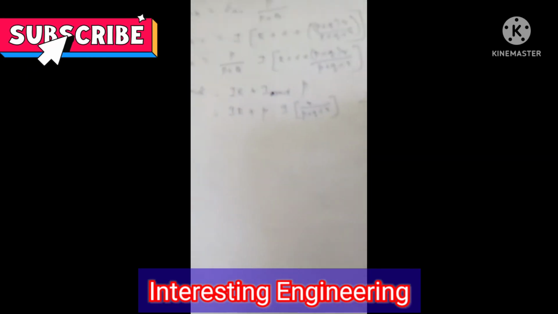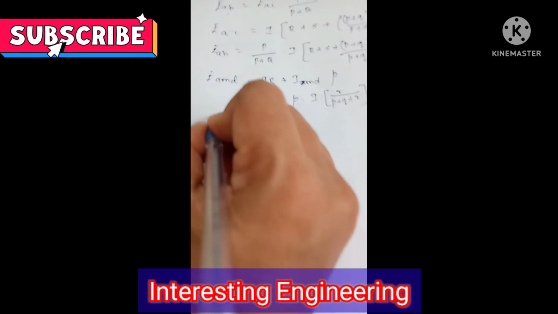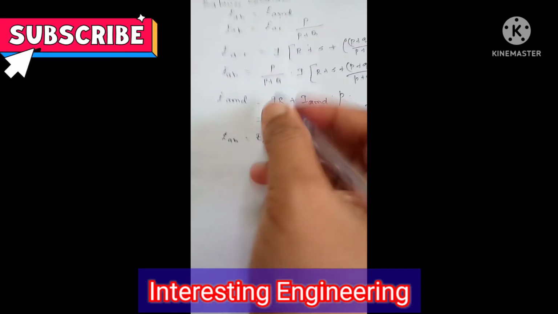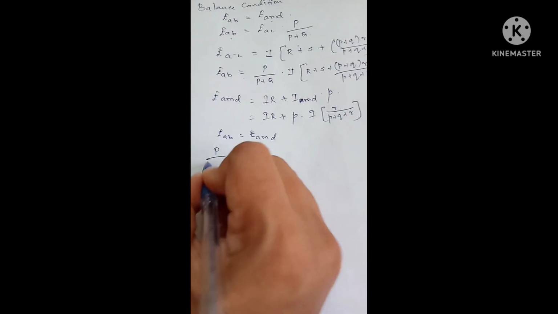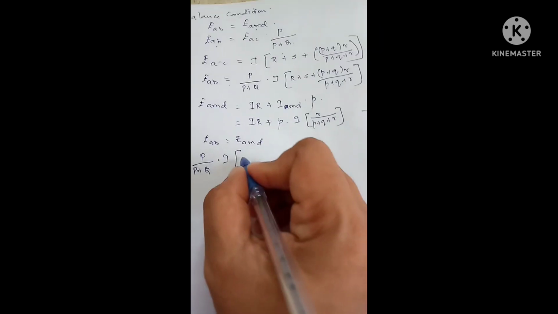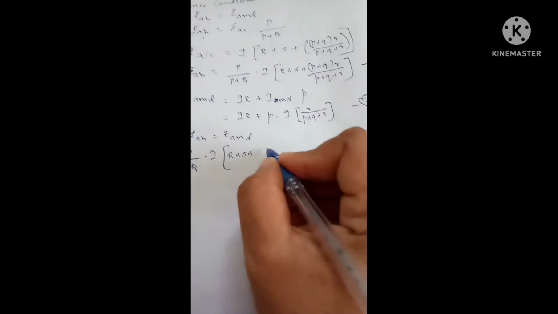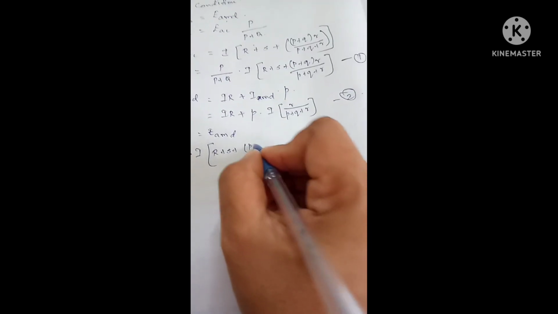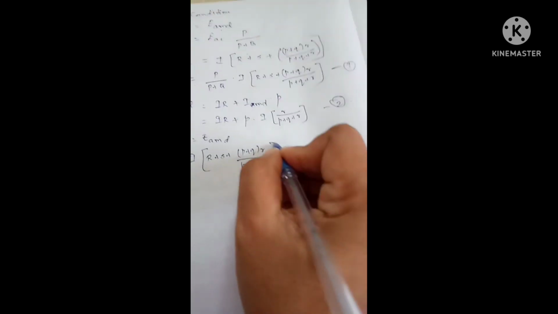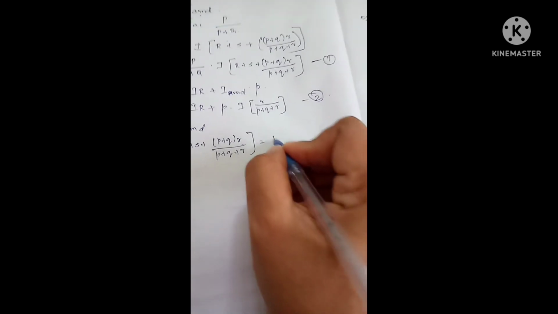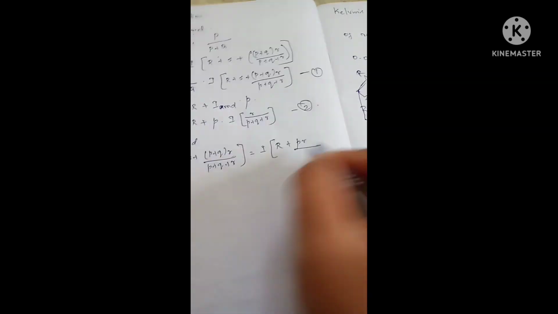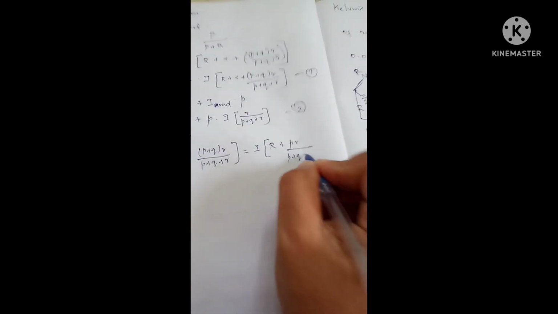So now let us equate these two, EAB equal to EAMD. So I am equating this. So P by P plus Q into I into R plus S plus P plus Q into R by P plus Q plus R is equal to I into R plus PR by P plus Q plus R.